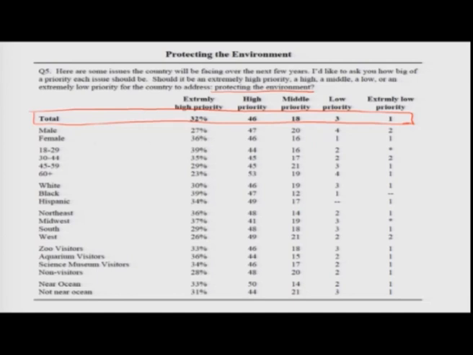Similarly, age ranges you can see here: 18 to 29, 30 to 44, 45 to 59, 60 plus, then white, black, Hispanic. And then geographic regions northeast, midwest, south and west. Then zoo visitors, aquarium visitors, science museum visitors, non-visitors. So, here probably you can see that these numbers are relatively high when compared to this number. So, these things will be your next step, you interpret these stats.